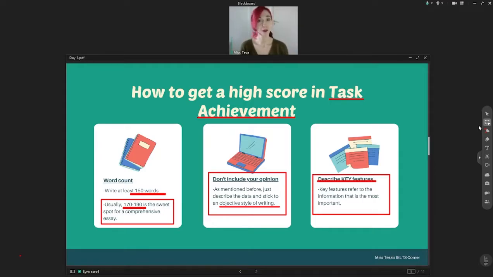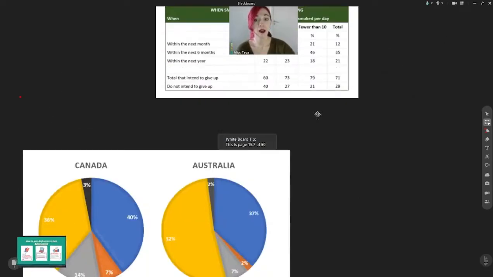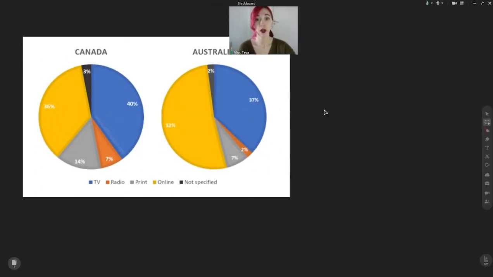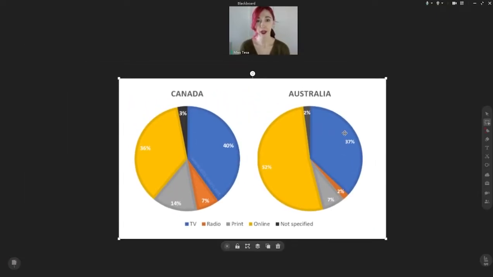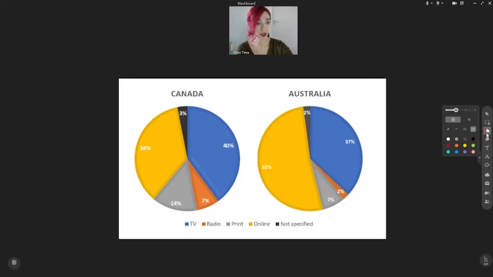So you're not going to be spending those 20 minutes writing about every single detail in the chart, okay? Because a lot of these charts, maps, graphs, they can have a lot of information. And it's really important to know how to see what is important information and what isn't. Like, for example, let's look at these two pie charts. We have here the type of media people consume in Canada and Australia.